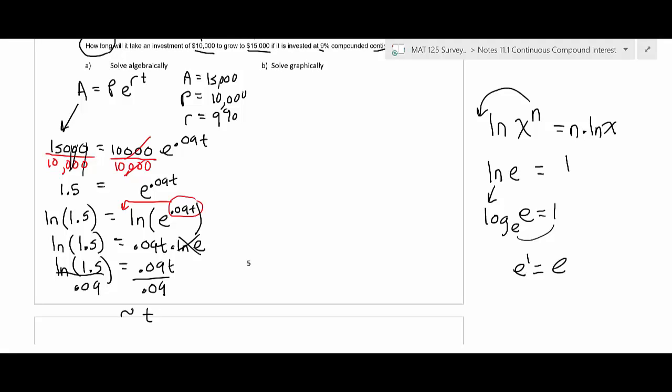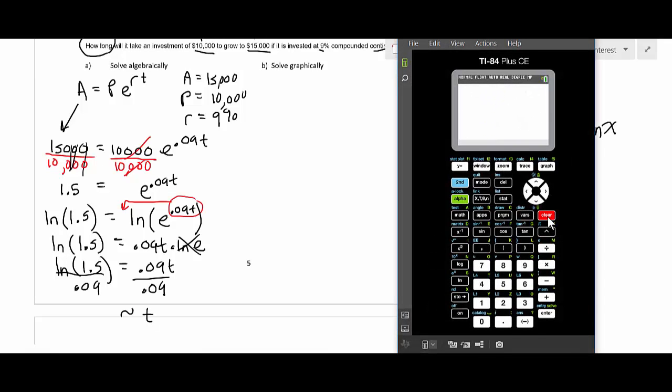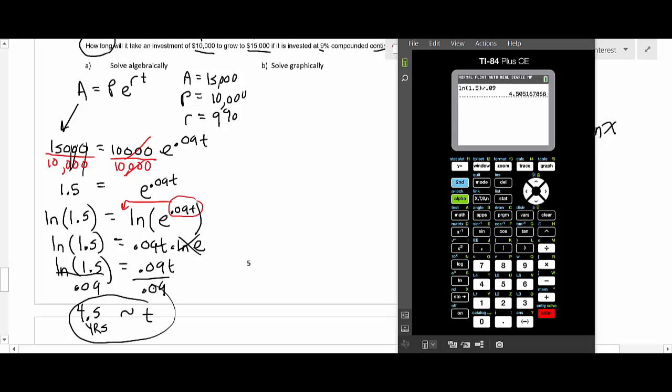Now that is all algebra background stuff. Some of you got it, I can tell some of you don't. So what we're going to do from here is take our calculator, use the ln key, do ln of 1.5, close parentheses, and then divide by 0.09, and then that will give you the amount of time. So that's approximately 4.5 years. That's how long it takes for that investment to grow to that amount.